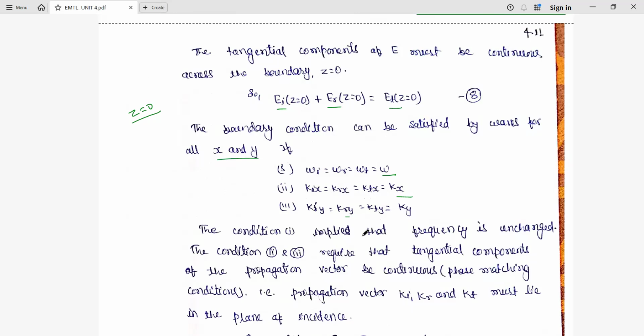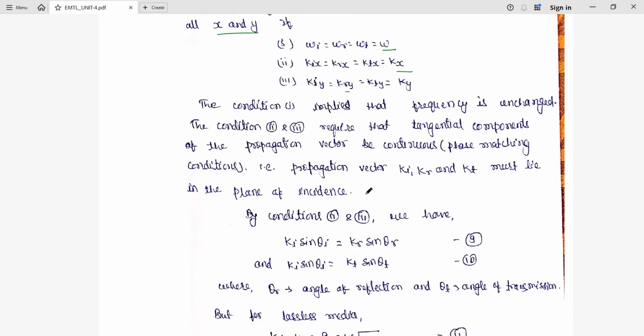So if these three conditions are satisfied, then we can utilize these boundary conditions. Condition 1 implies that the frequency is unchanged, since for the incident, reflected, and transmitted waves the value is omega, and omega is 2 pi f. So it shows that frequency is unchanged. Whereas equations 2 and 3 say that the tangential component of the propagation vector must be continuous.